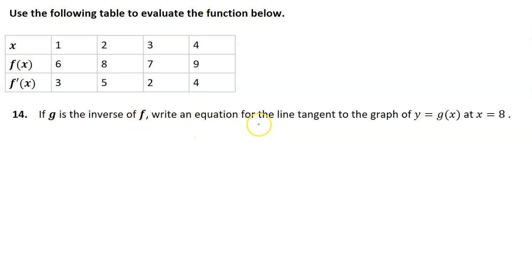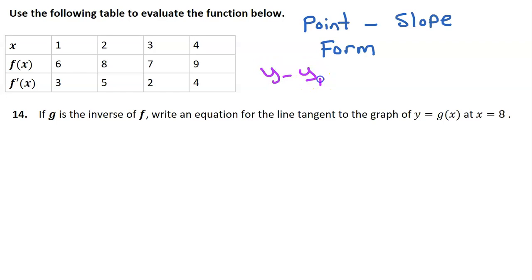We need to write an equation for the line tangent to the graph of g at x equals 8. When they ask me to find the equation of a tangent line, I like to use point-slope form because it reminds me that I only need two things, a point and the slope. Point-slope form looks like this: y minus y1 is equal to the slope times x minus x1.